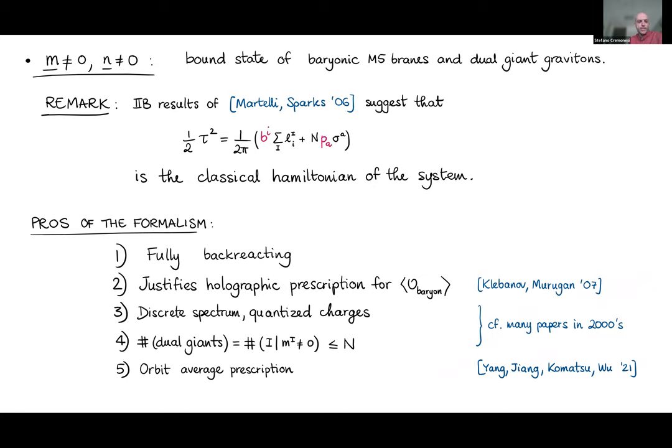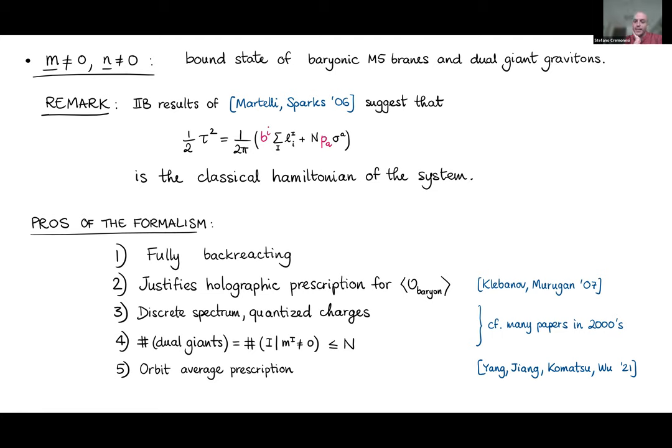Okay, and finally, just some brief comments. Obviously, if you turn on both types of charges, you'll have a bound state of these baryonic M5 branes and dual giant gravitons. I think I'll skip the remark here, and I'll just conclude by giving a few advantages of the formalism that we developed.